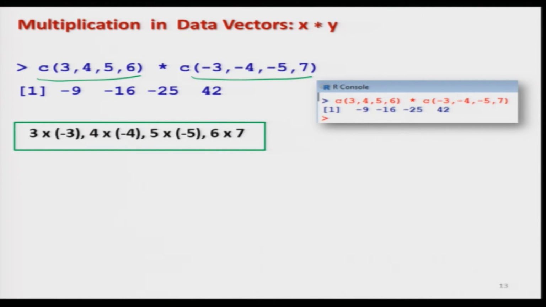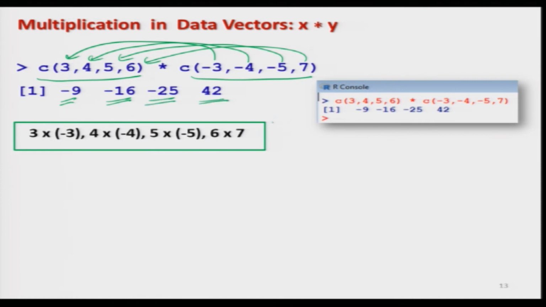So, now what will happen here, this minus 3 will be multiplied by 3, minus 4 will be multiplied by 4, minus 5 will be multiplied by 5, and 7 will be multiplied by 6. So, the answer will come out to be 3 into minus 3 is minus 9, then 4 into minus 4 is minus 16, 5 into minus 5 is minus 25, and 6 into 7 is 42. So, you can see this operation being done, and this is the screenshot which is the outcome of this operation on the R console.